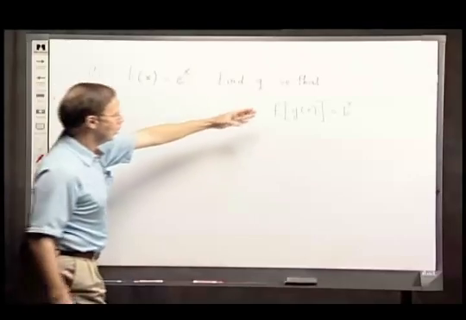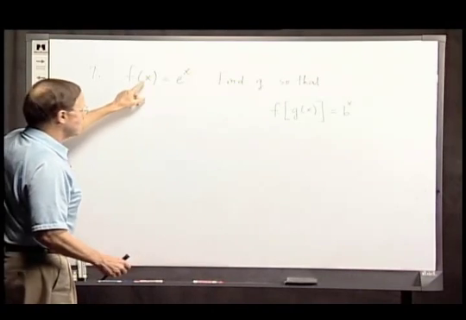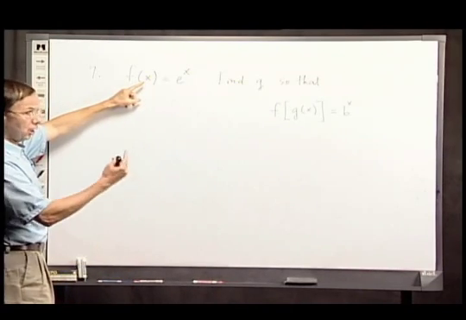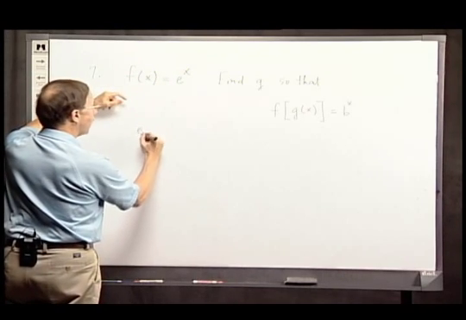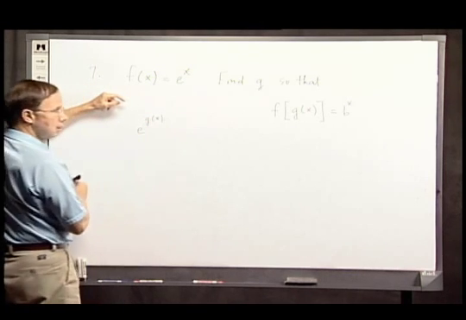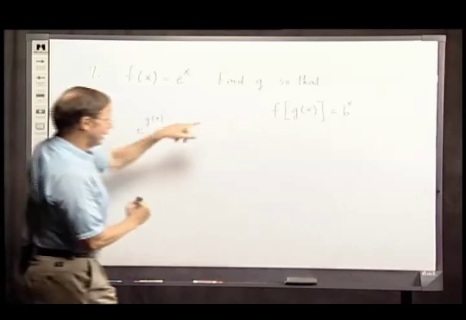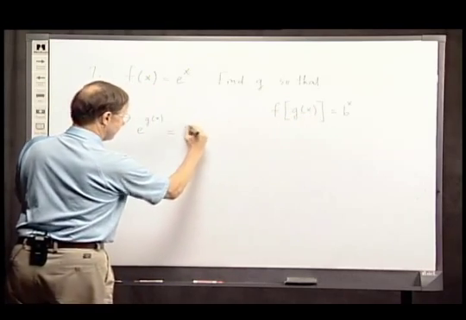But let's write this out. What is f of g of x? Well, what does f do? It takes whatever's in here, which is g of x now, and puts it in the exponent. So we have e to the g of x. And supposedly this is supposed to equal b to the x.